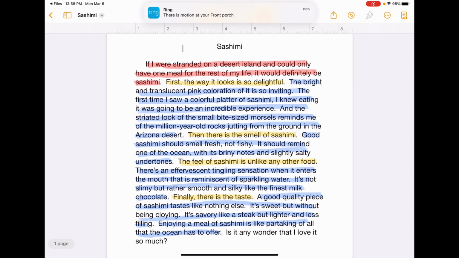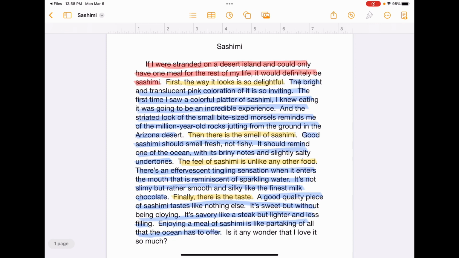So for example, there is my topic sentence, the one I already read to you, right? If I were stranded on a desert island and could only have one meal for the rest of my life, it would definitely be sashimi. There is my topic sentence. It is read. Now, first supporting detail. It's going to be about the way it looks, okay? The sense of sight. Here's my sentence. First, the way it looks is so delightful, okay? I didn't give away any of the adjectives that were on my map, okay? I'm setting it up for something completely new.